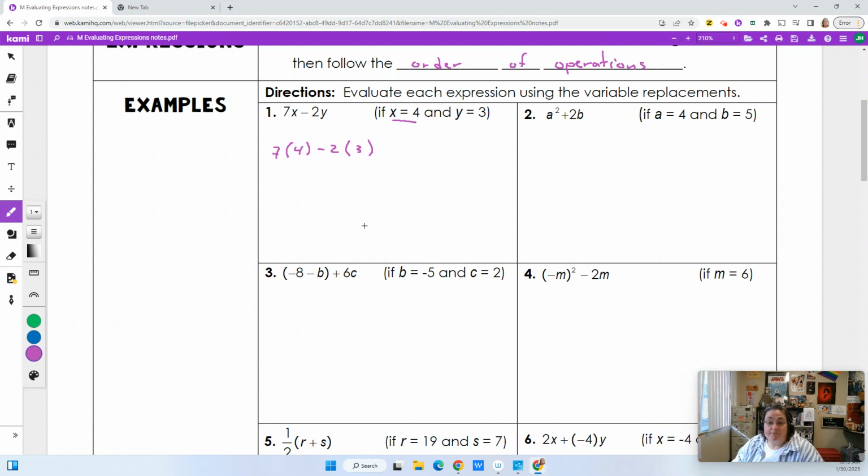Yes, Presley. Absolutely. So we have 7 times 4, which is 28. And then we have minus 2 times 3, which is 6. And we just get 22. So not too difficult, right?